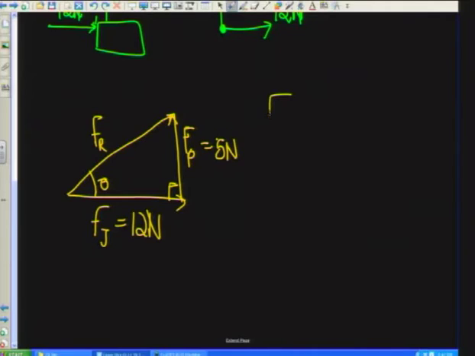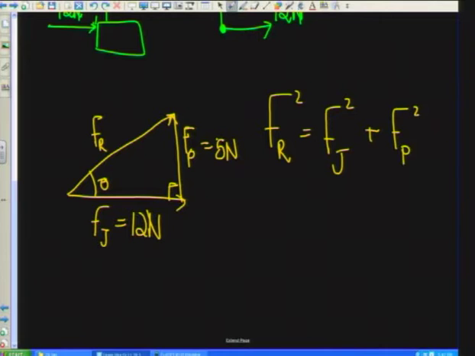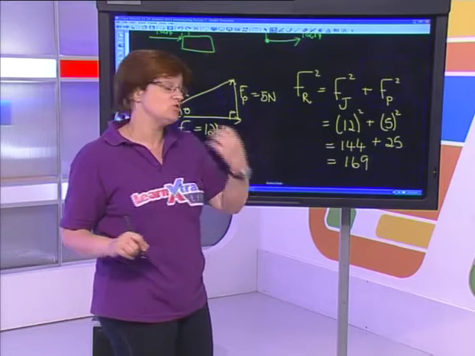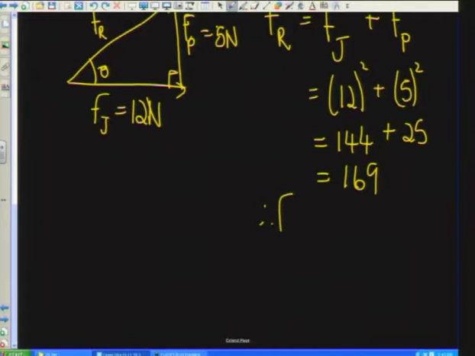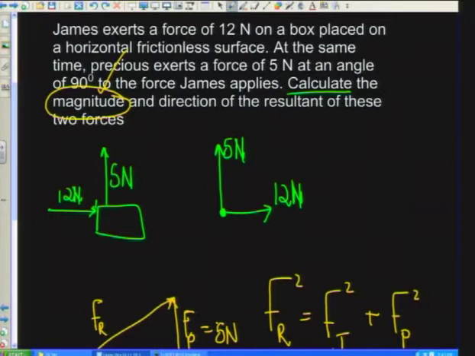This is important. My hypotenuse, which is FR, is equal to James's force squared plus Precious's force squared. That means we've got 12 squared plus 5 squared. We take out our calculators. That gives me 144 plus 25. So the square of the resultant force is 169. I don't want the square, I need to square root it. So that means that my resultant force is 13 newtons. But I haven't finished. Because the question was magnitude, done, and direction.